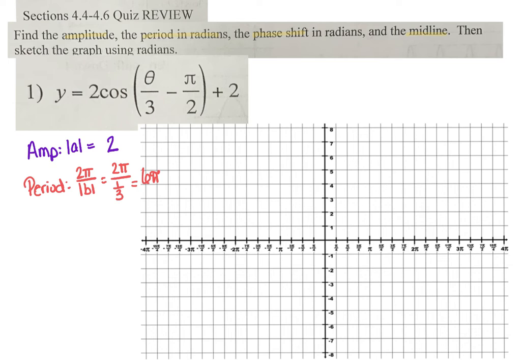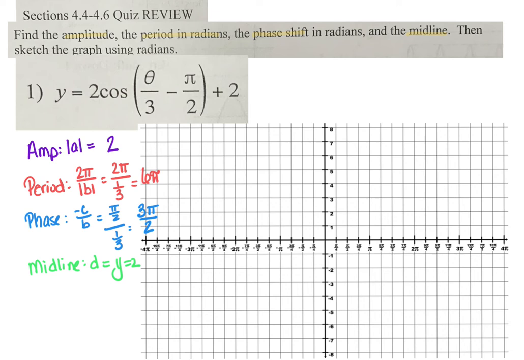My phase shift here, that is negative C over B. My C here is negative pi over 2, so we're going to say positive pi over 2 over B, which is 1/3. We are going to keep change flip, so we are going to get 3 pi over 2 here for my phase shift. And my midline here is just D. In this case, y equals 2. All right?